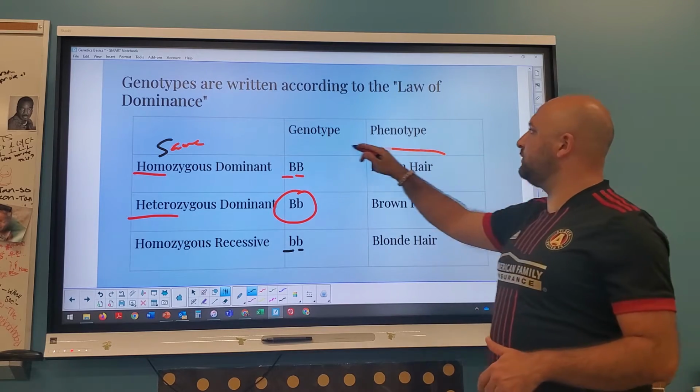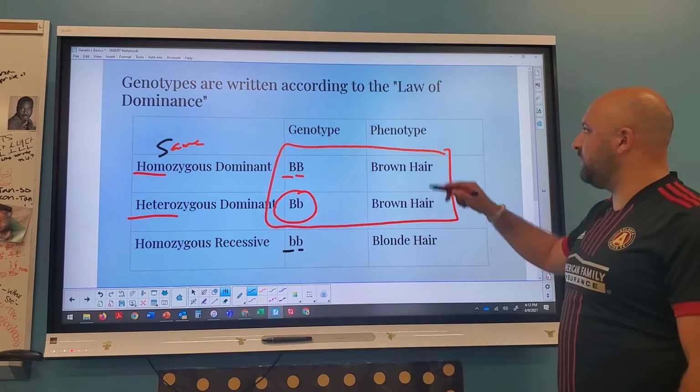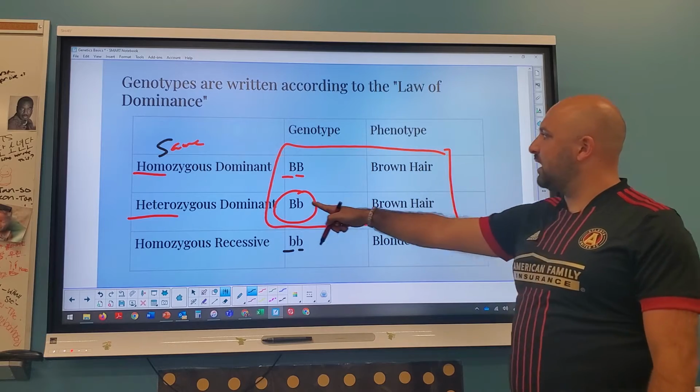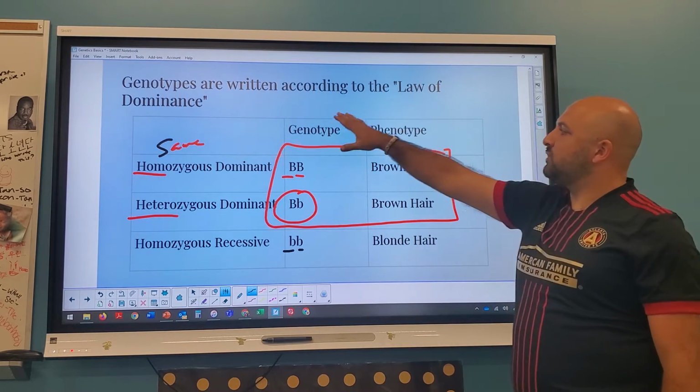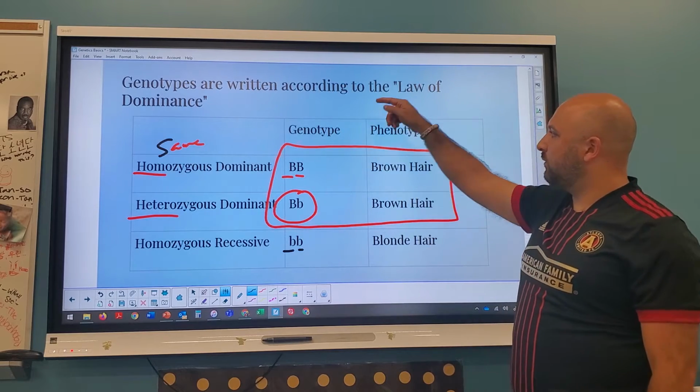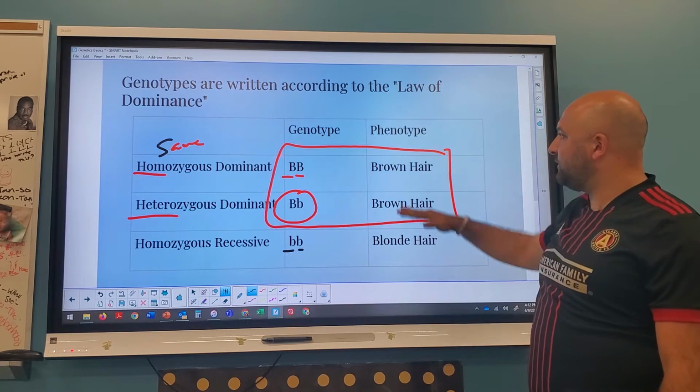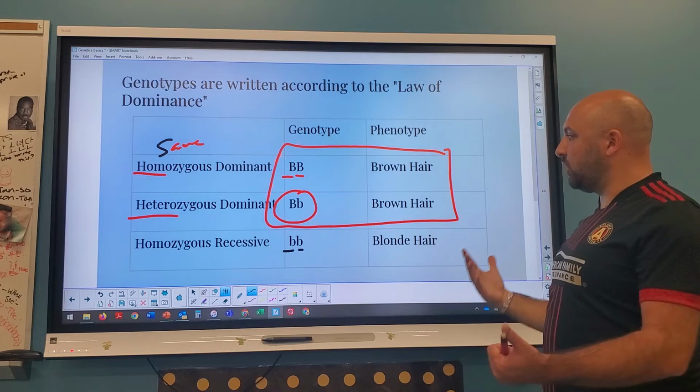And just to remind you, the dominant one always wins. So in both of these situations, you have a dominant letter, therefore a dominant physical trait. That's the phenotype. The gene, one allele from mom, one allele from dad, and the phenotype, the physical expression on the child.